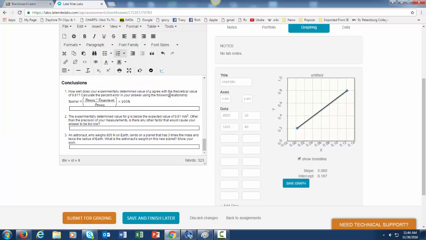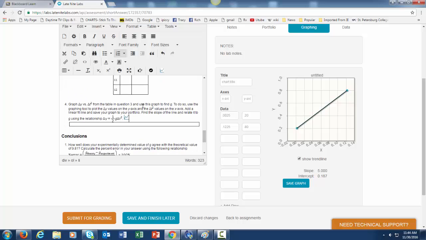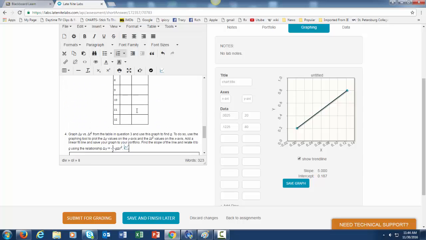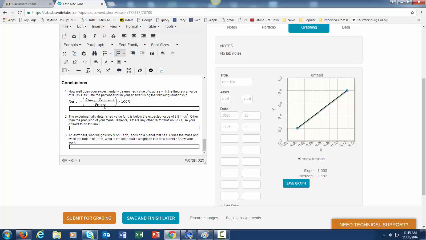After you've done that, you will figure out a percent error. Now, g experiment is the g that you got from your slope up here. g theory is 9.81 meters per second squared. So we put 9.81 minus what we got, divided by what? Divided by 9.81, times 100%. That gives you the percent error. The one you come up with should be close, but it won't be exactly the same as 9.81. Don't expect it to be.